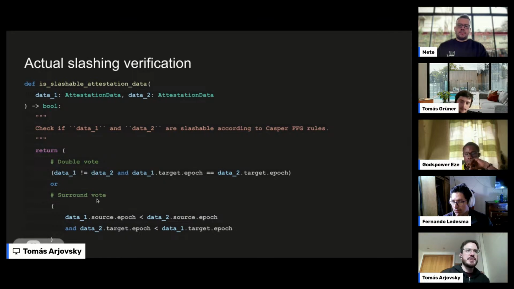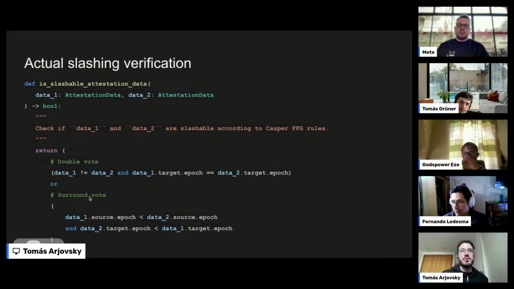There are double votes and surround votes. Double votes, which shouldn't happen, is when data one and data two are attestations. So if I have two different attestations and the target epoch is the same, that's a double vote. It's not respecting fork choice.